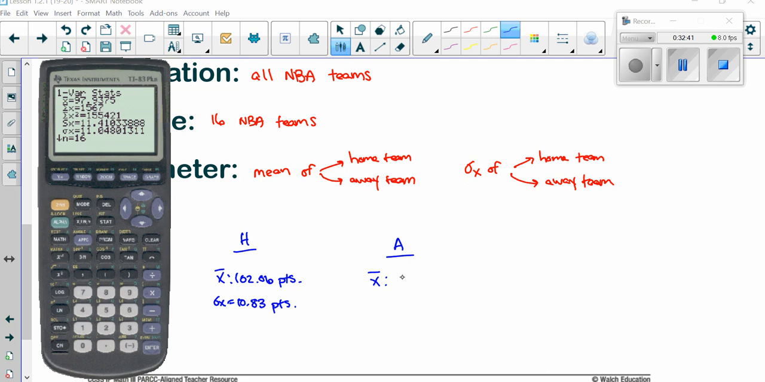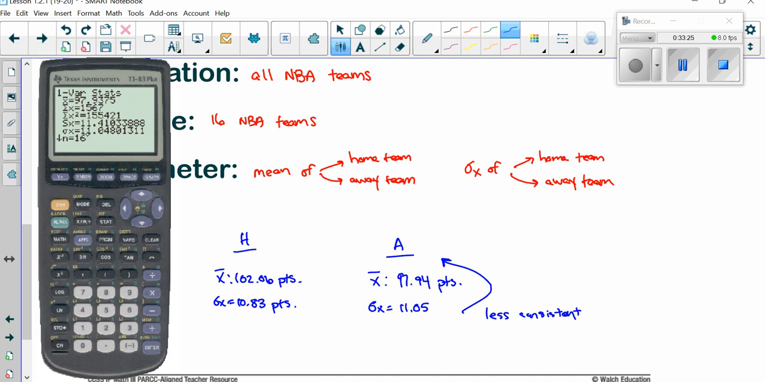And I'm going to get that my average is 97.94 points. So much lower average for the away versus the home. The standard deviation is 11.05. The bigger the standard deviation, it means the further it is from the average, which means it's less consistent. So I'm going to make a note here. You talked about that in Math 1. So less consistent. So the away team is less consistent, because it's a bigger span of numbers from the mean.